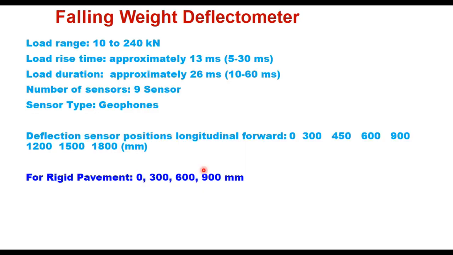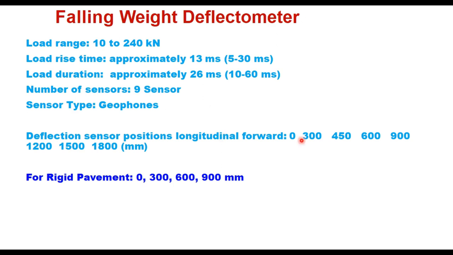The falling weight deflectometer has these characteristics. It can vary from equipment to equipment. Load range is 10 to 240 kN. Heavy load of 40 to 60 kN may be required for concrete pavement to get the reasonable amount of deflection. Load rise time approximately 13 milliseconds. Load duration is approximately 26 milliseconds. And it uses geophones to determine the deflection in the pavement.